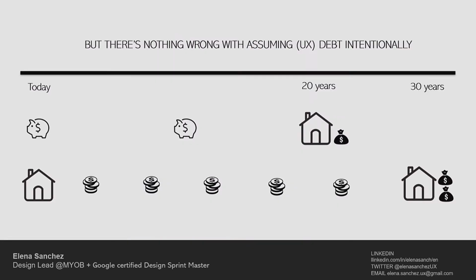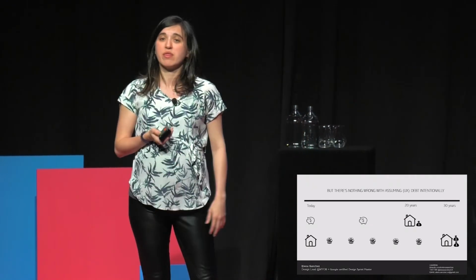Having said that, there's nothing wrong with assuming UX debt intentionally. If you want to buy a house, you can wait 20 years until you have enough money to just go and buy it. Or you can get a mortgage, or a debt, and move into your house now. And yes, over a period of 30 years you will probably pay more for that house, but at the same time you will enjoy it longer, and therefore it might be worth it for you to take on that debt and have it paid over a 30-year period.